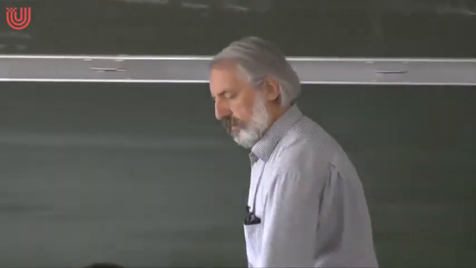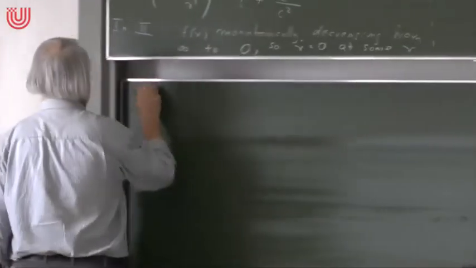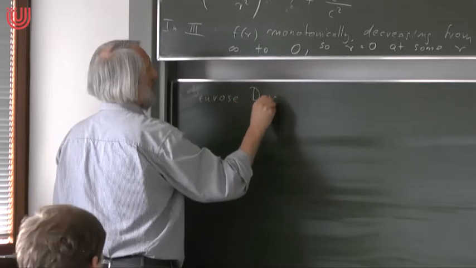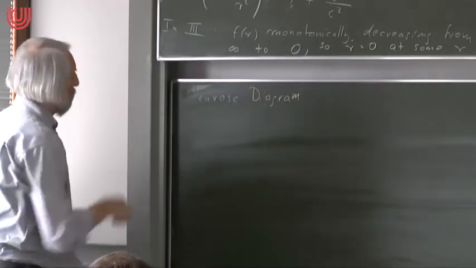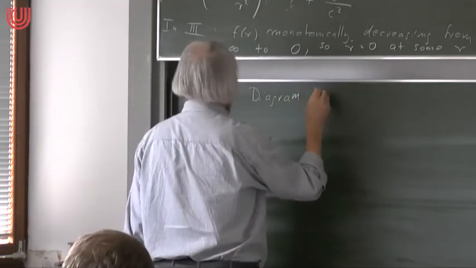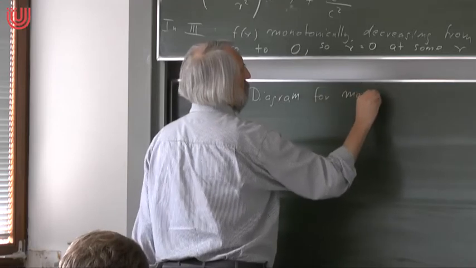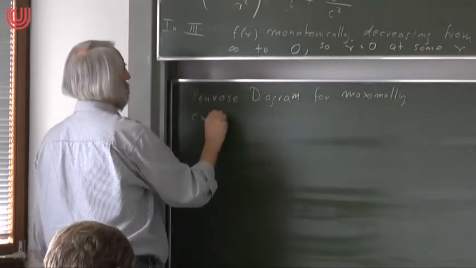Okay, and then what we call the Penrose diagram, I think this is spelled only with an N. Penrose diagram for maximal extended Schwarzschild.